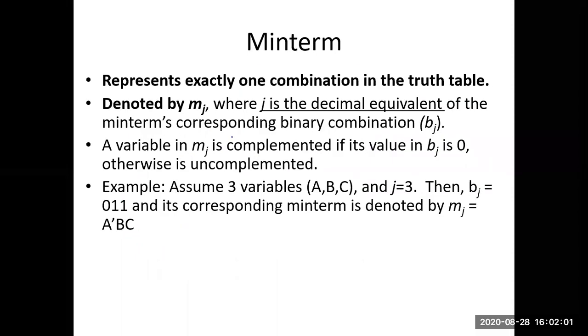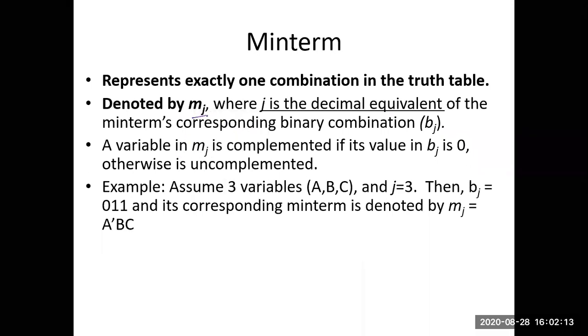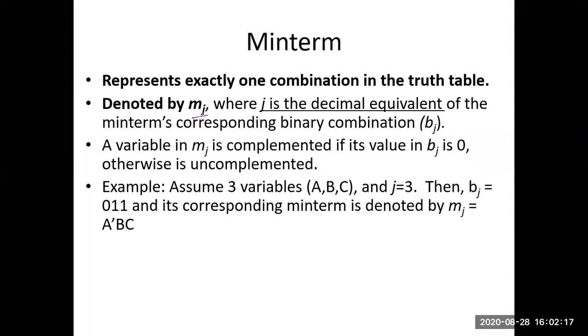So basically, minterm, if I discuss in detail, is a representation of exactly one combination in the truth table. If I denote my minterm by mj, that j is the decimal equivalent of that minterm number, and the combination for that decimal equivalent in binary is represented by bj.